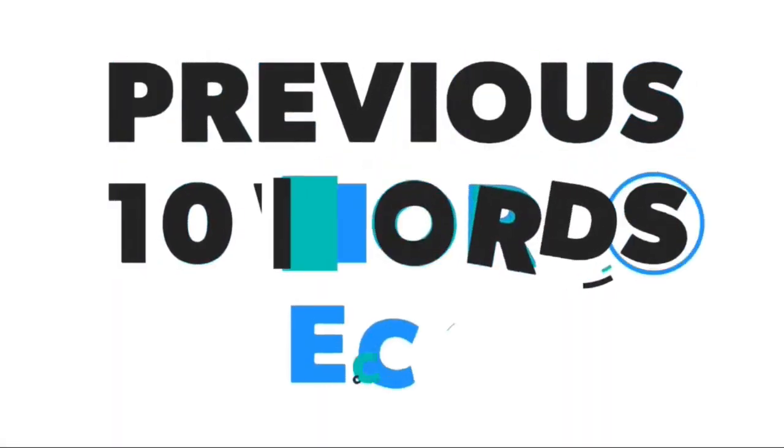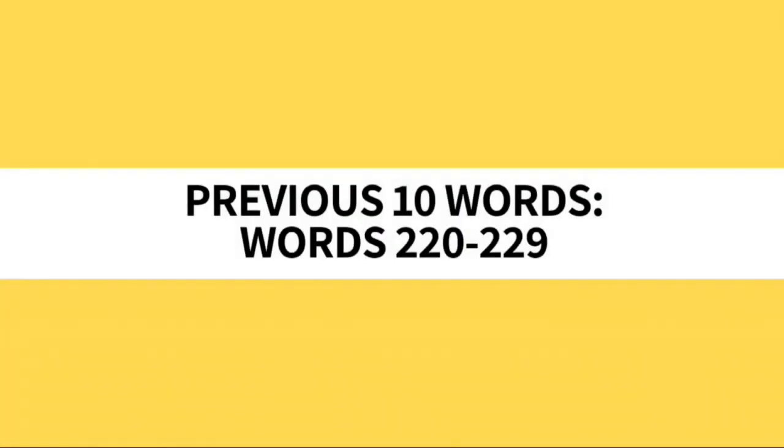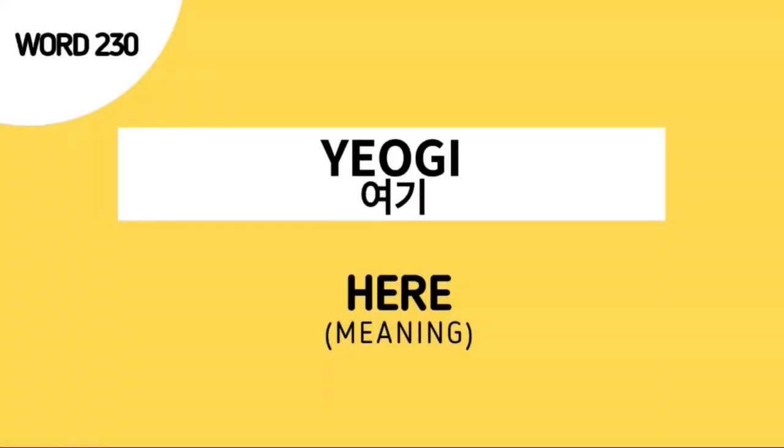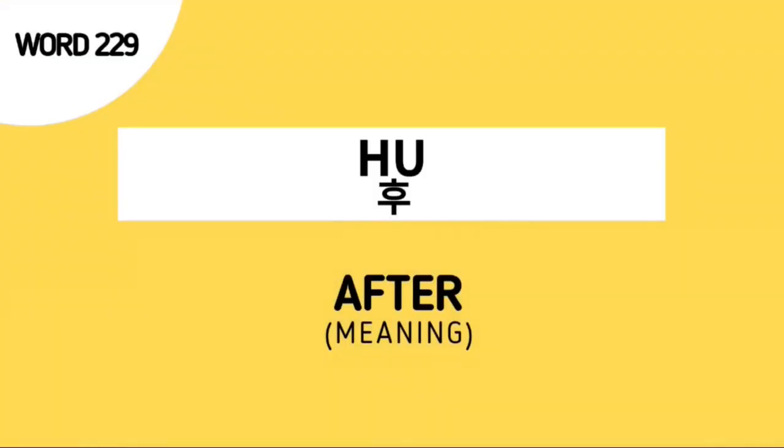Now let's proceed to the previous 10 words recap. As of now, the previous 10 words are words number 220 to 229. But don't forget our word for today, word number 230, yogi, which means here. The first word for our review is word number 229, hu, which is used to say after.